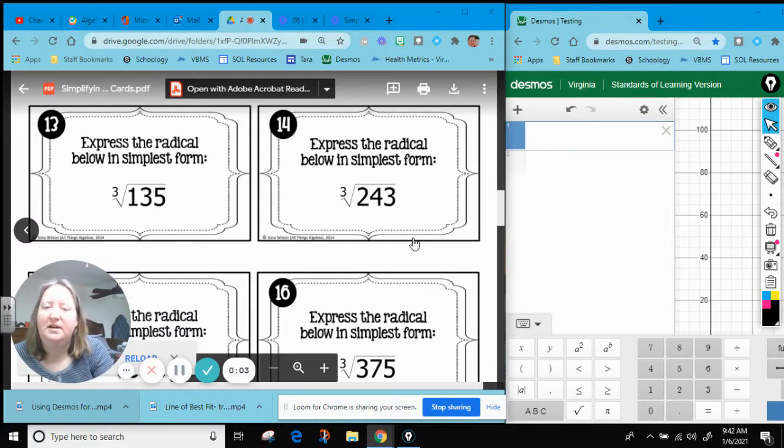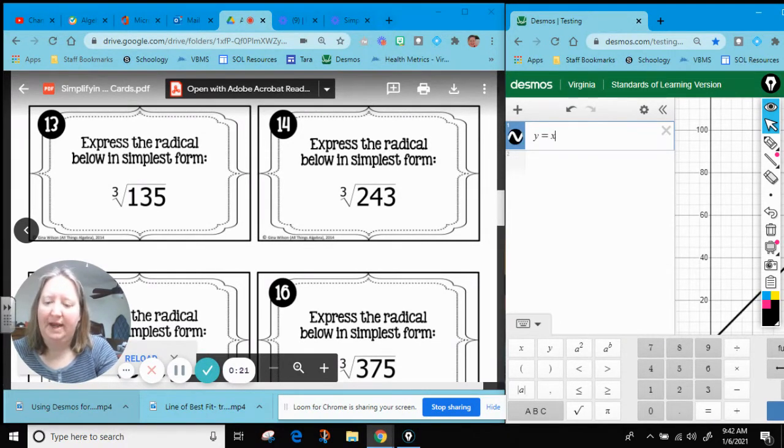Okay, this is an example of how to simplify cube roots, or radicals with cube roots. So you're given a problem, right? First thing you need is your list of cube roots. Now, if you don't have that memorized, come into Desmos and create it.